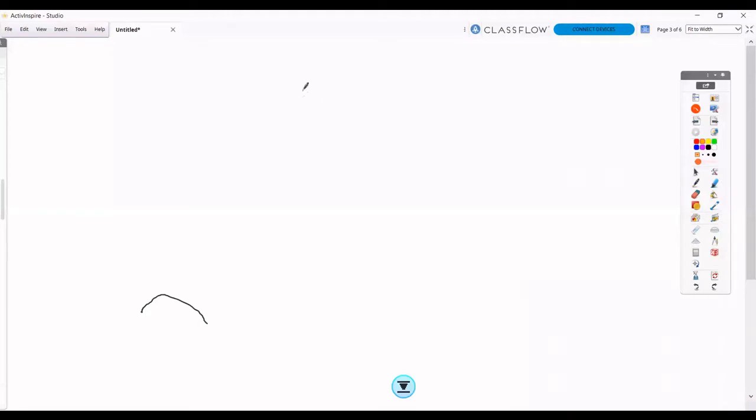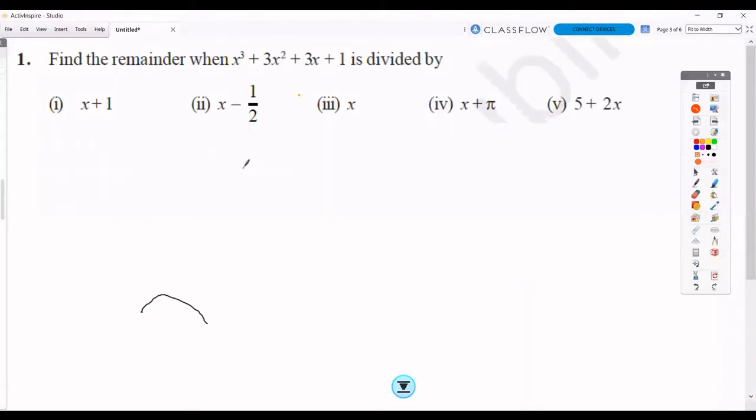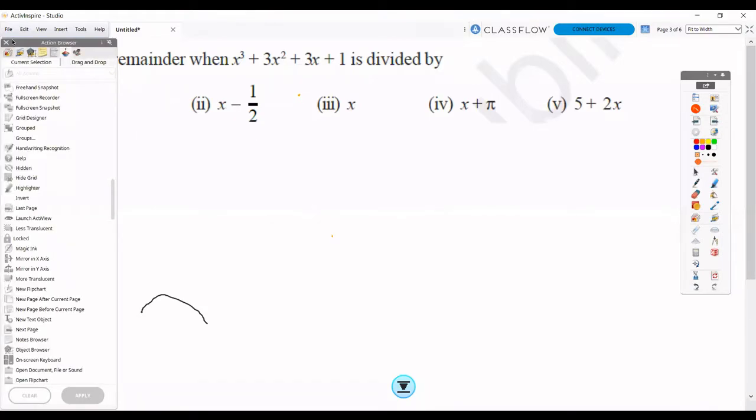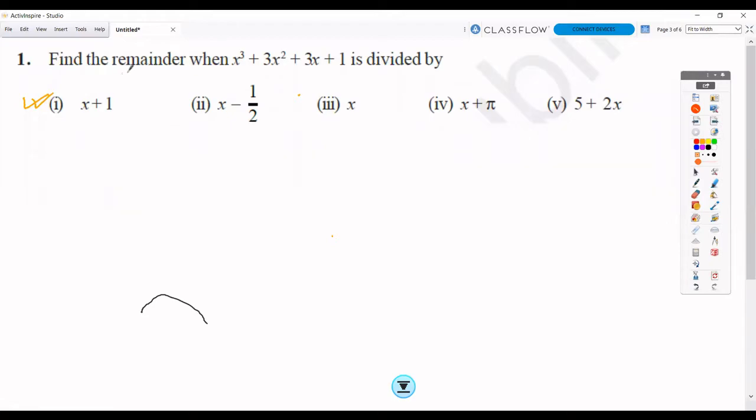While solving the question, here is NCERT exercise 2.3, question number 1. This is the first option, where we are supposed to find the remainder when this is divided by this. So the first one I'm going to do for you. The rest you are supposed to find out and send your answer in the chat box, one by one. So the first one I'm going to do.